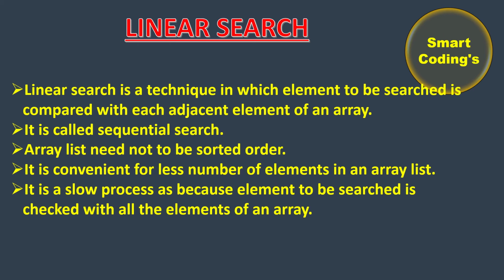Keep in mind, it is convenient for a small number of elements in an array list. This is the more important point, because if the array list is very big, suppose 100 elements, and the element to be searched is 50, then 50 will be checked with all the elements of the array, all 100 elements, which is not convenient because it takes more time. That's why it is a slow process, as the element to be searched is checked with all the elements of an array list. So these are a few points regarding linear search.